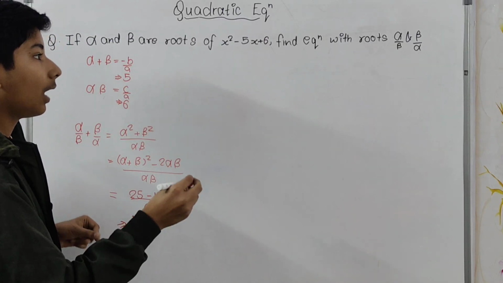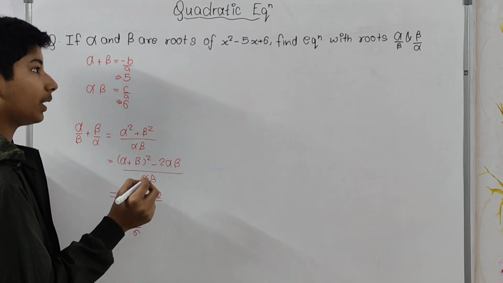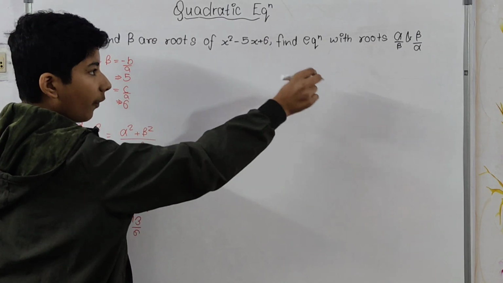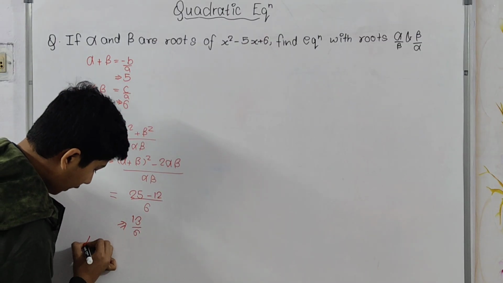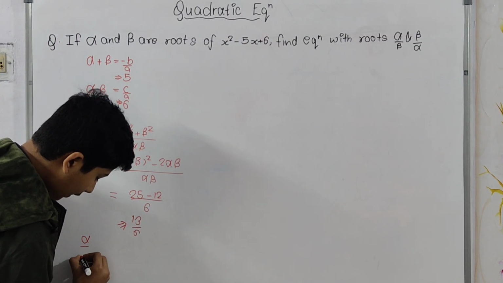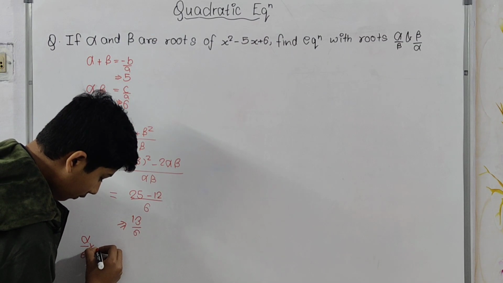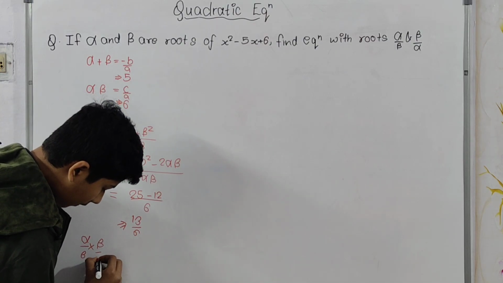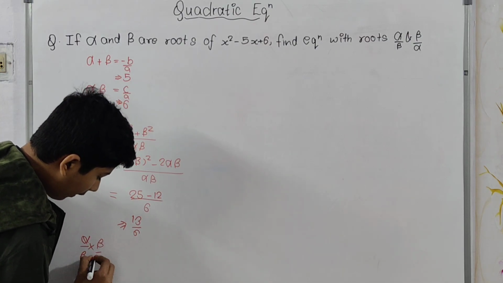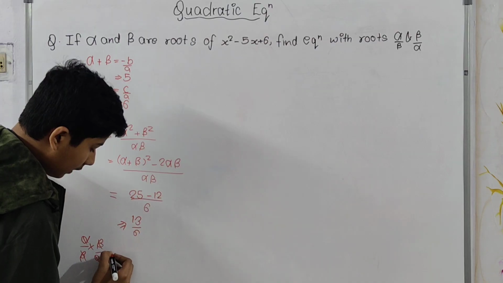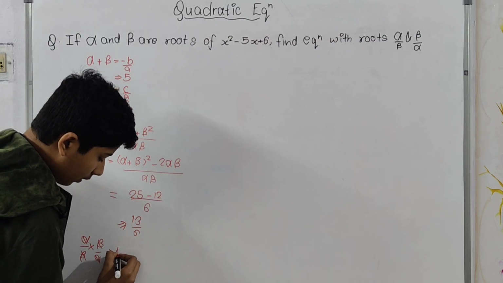And the product: alpha upon beta into beta upon alpha. Alpha gets cancelled, beta gets cancelled. So alpha cancels, beta cancels. Our answer will be 1.